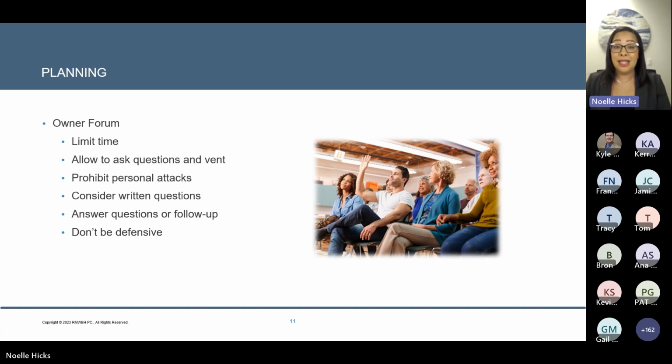We have the word vent here on the PowerPoint slide, but we don't always want the homeowners to vent. We understand that sometimes that's what they come to do. And of course, owners are not always going to ask questions. They're going to come and tell you whatever problems or things they see that are a nuisance to them in the community, right? But you want to set the tone for the owner forum before it even gets started. You can state that each homeowner will be limited to those 2 to 3 minutes, that we are going to steer clear of any personal attacks or negative commentary, and that everyone should be professional and respectful. Those kinds of things help to set the tone for the forum.